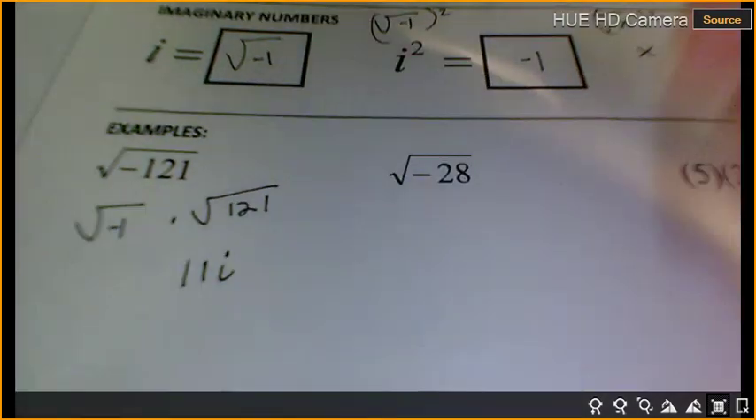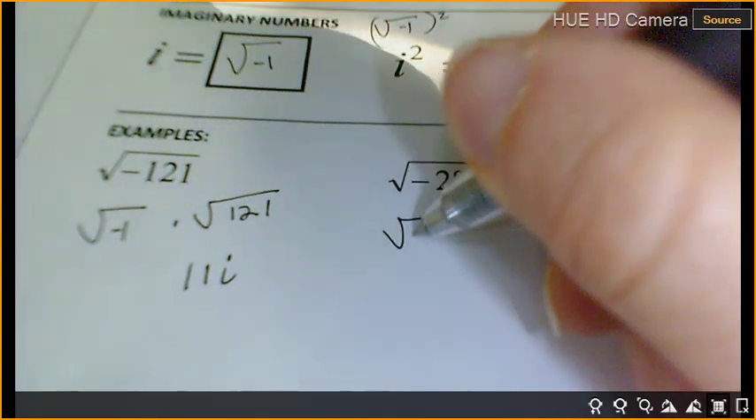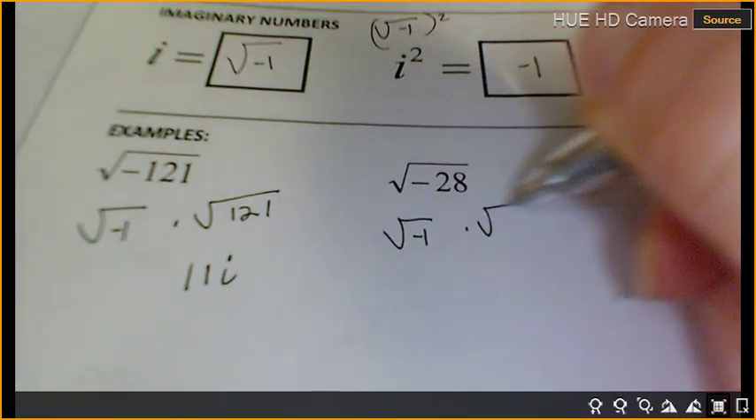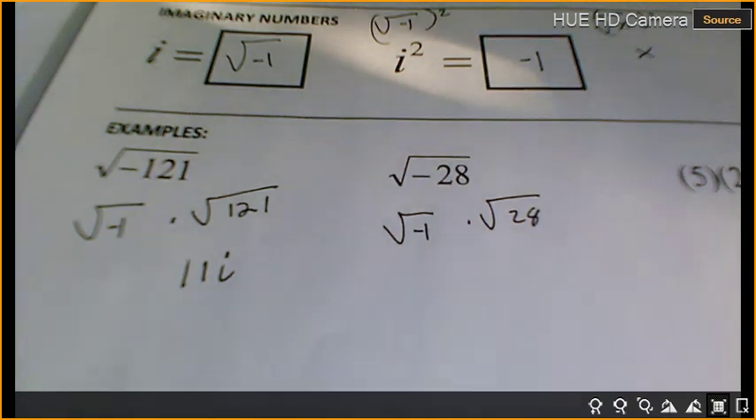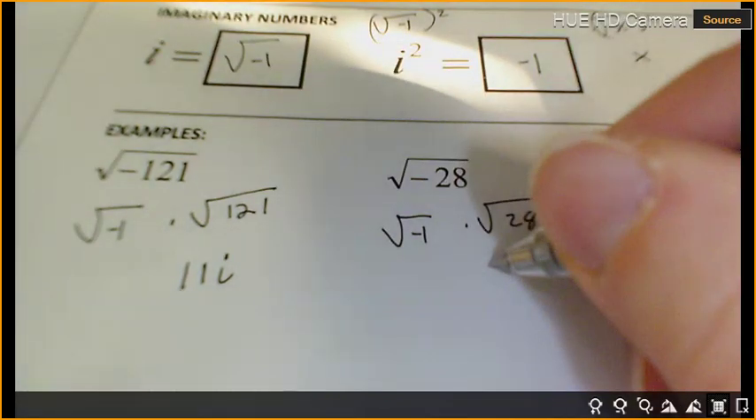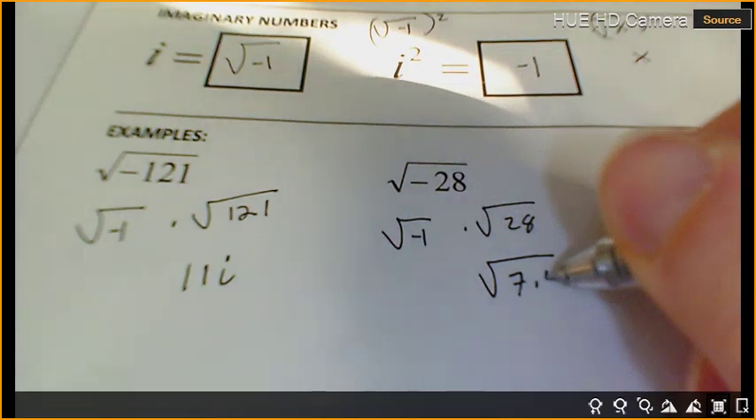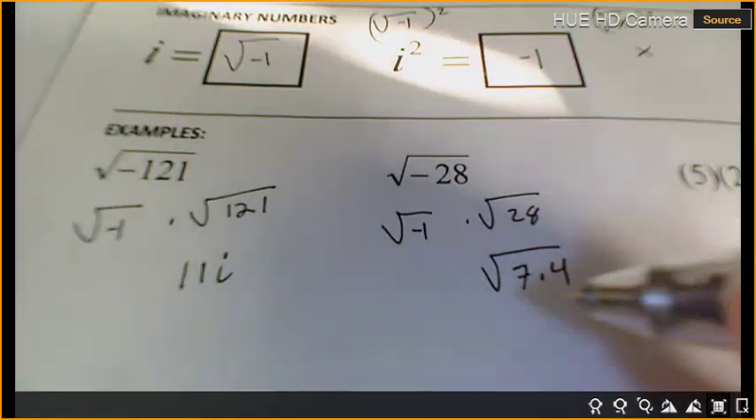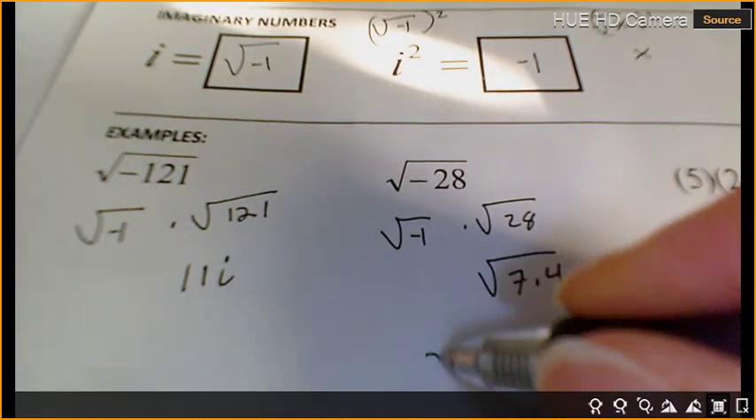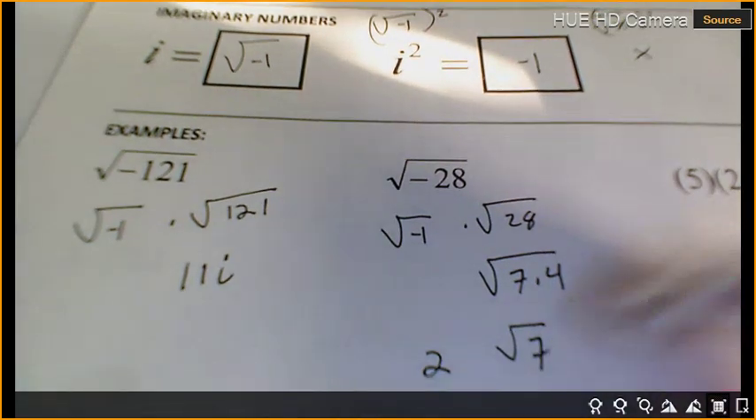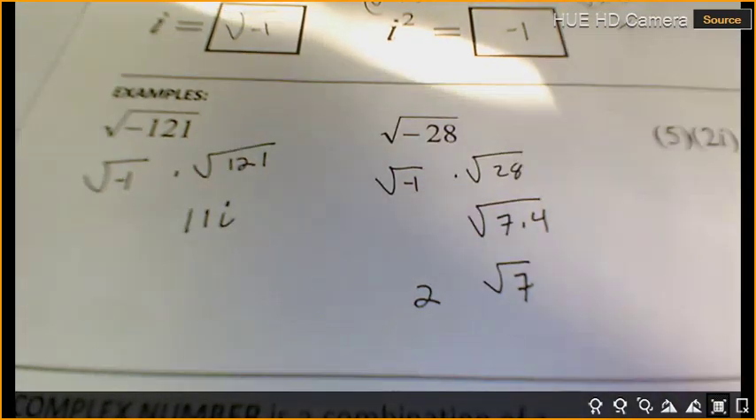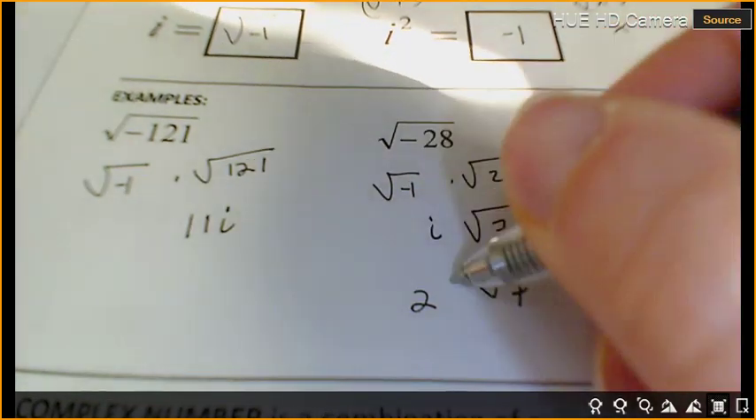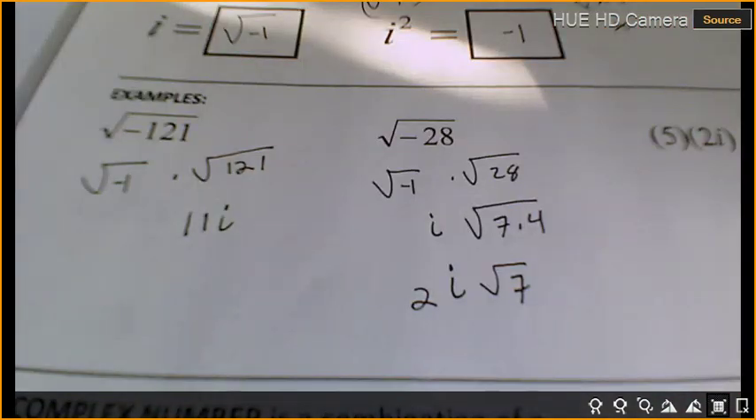So we can do that for here too. We're going to take out that negative 1, and we have the square root of 28. What two numbers multiply to give us 28? 7 and 4. Okay, so we have the square root of 7 times 4. What's the square root of 4? 2. Okay, and what is the square root of negative 1? i. So we can bring that i all the way down. So we get 2i square root 7.